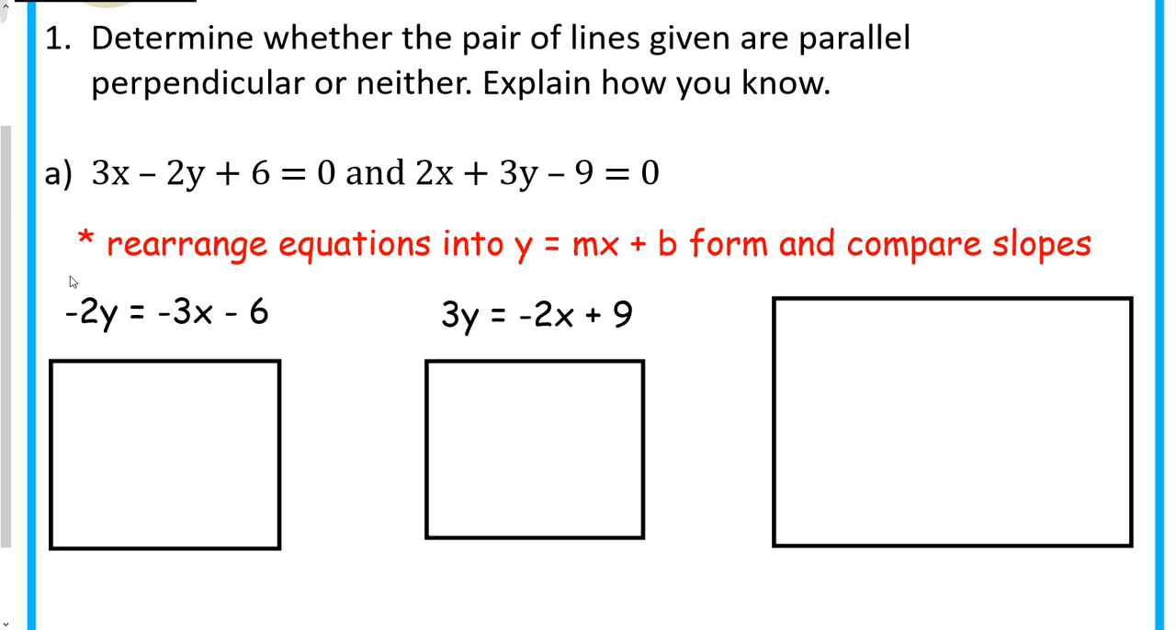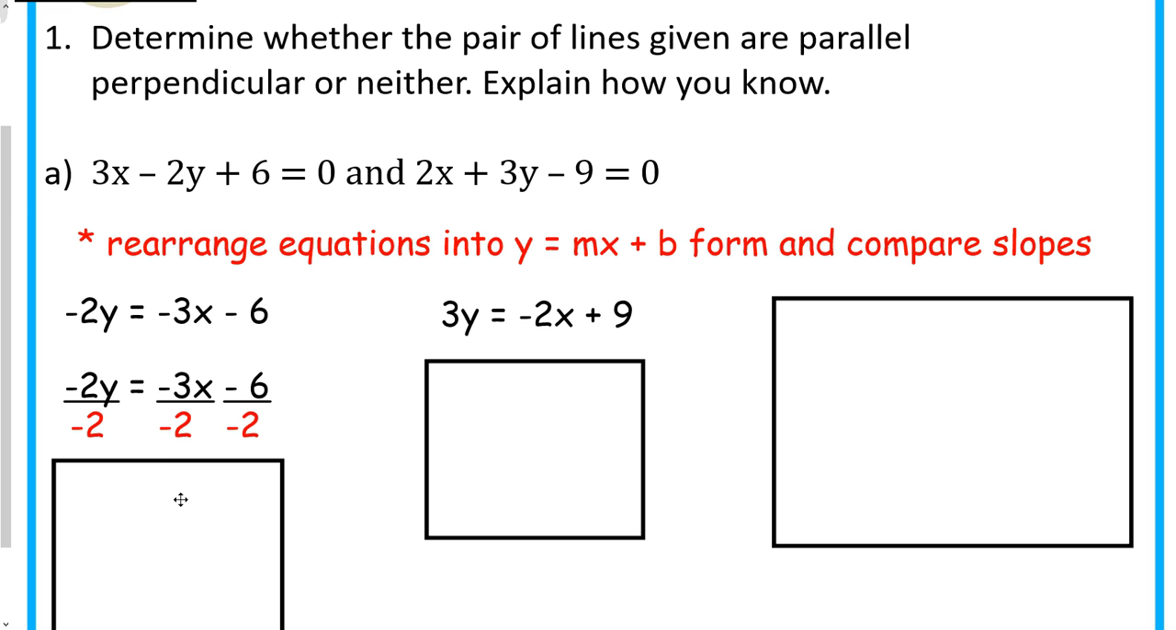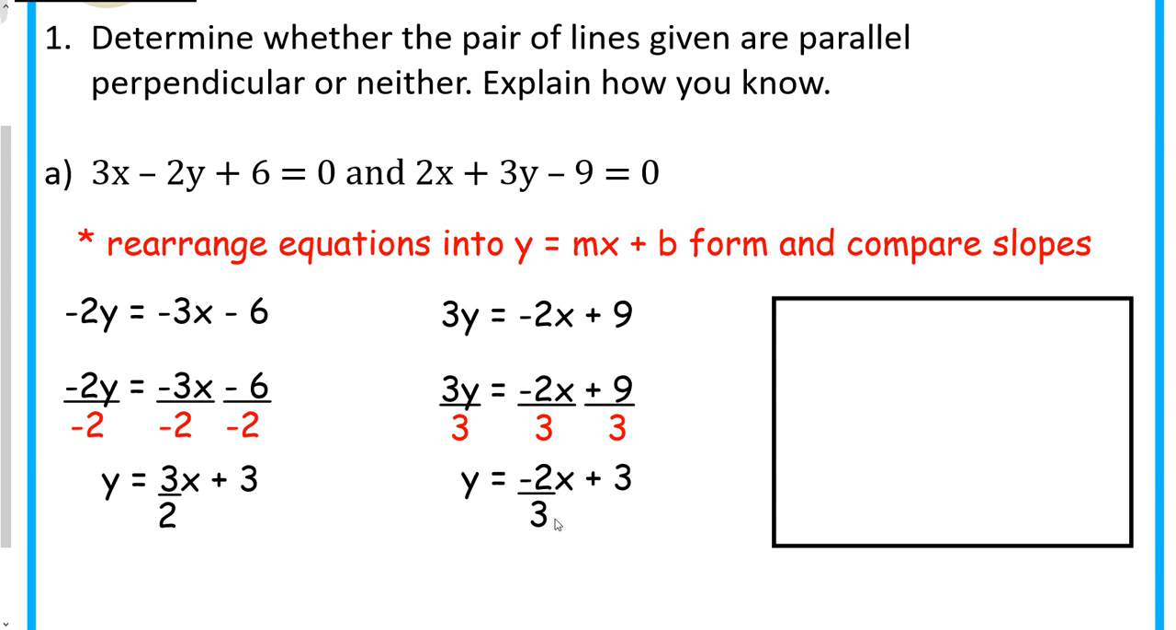So for the first one, it looks like it's almost in y equals mx plus b form. Just the negative 2 in the front is a problem. So let's divide every term by negative 2 first. And that will give us y equals 3 over 2x plus 3. Let's see what the slope of the second line is going to be. Let's divide every term by 3. And look at that. So it looks like the slope of the first line is 3 over 2. The second line has a slope of negative 2 over 3. You can see we flipped it and they have opposite signs. So these are definitely going to be perpendicular.